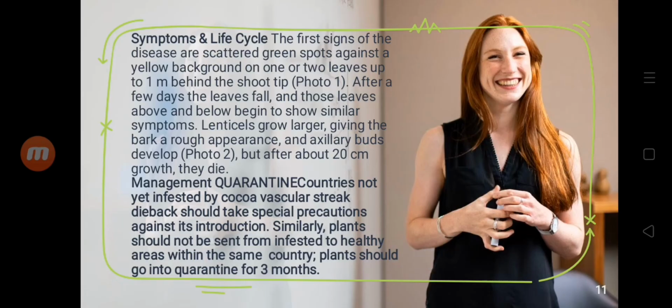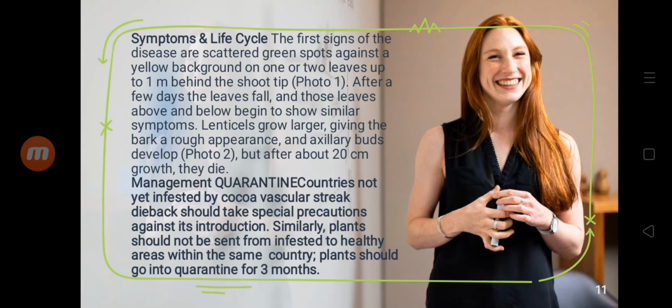The first signs of the disease are scattered green spots against a yellow background on one or two leaves up to 1 meter behind the shoot tip. After a few days, the leaves fall, and those leaves above and below begin to show similar symptoms. Lenticels grow larger, giving the bark a rough appearance, and axillary buds develop, but after about 20 centimeters growth, they die. Management: quarantine. Countries not yet infested by cocoa vascular streak dieback should take special precautions against its introduction.